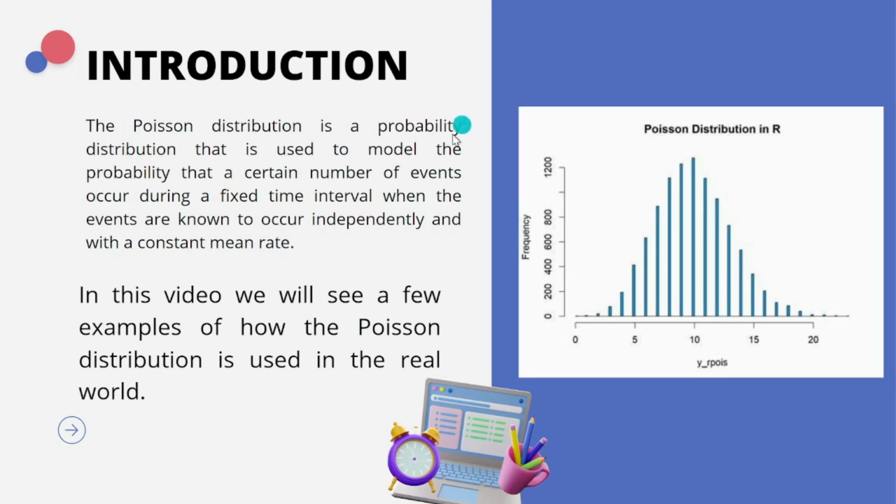Poisson distribution is a probability distribution that is used to model the probability that a certain number of events occur during a fixed time interval when the events are known to occur independently and with a constant mean rate. So in this video, we will be seeing a few examples or applications of how the Poisson distribution is used in the real world.